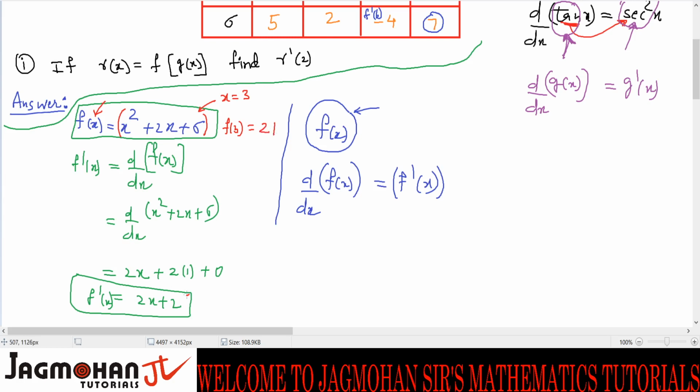Now when you put x value 3 in f dash x, what do you get? You get f dash 3. What is that? You plug in x value 3 here. Just substitute x as 3. Replace x by 3. So you get f dash 3 as 2 into 3, 6, plus 2, 8. This is what it means. So now I hope you understand f of x and f dash x. We will solve this question.